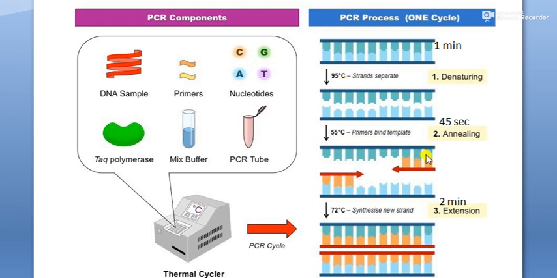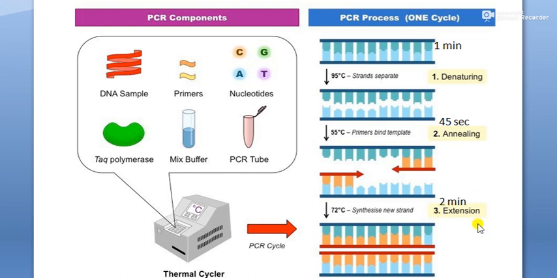The next procedure, annealing, is held at 45 to 55, around 55 plus minus 2. In these conditions, the denatured DNA combines with the primers that are already present in the PCR tubes. The forward primers and the backward primers combine with the denatured DNA. It takes about 45 seconds.